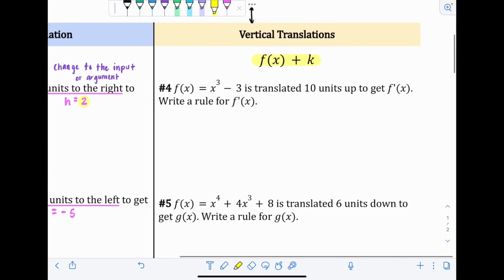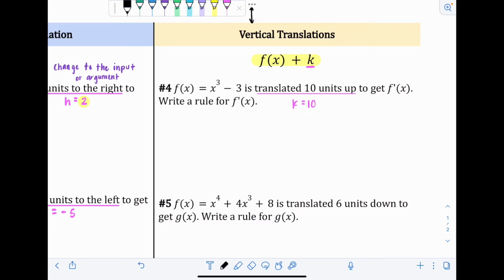So for number 4, f of x equals x to the third power minus 3 is translated 10 units up to get f prime of x. Write a rule for f prime of x. So we're translated 10 units up. If we're going up or down, that's k. And since we're going up, k would be positive 10.